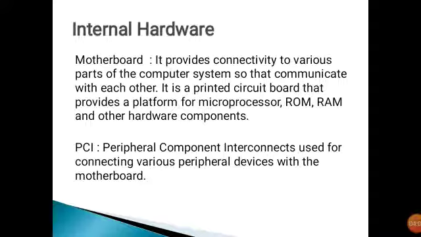PCI, Peripheral Component Interconnect, is used for connecting various peripheral devices with the motherboard. That is printers, internet connection modems, LAN networks, etc.